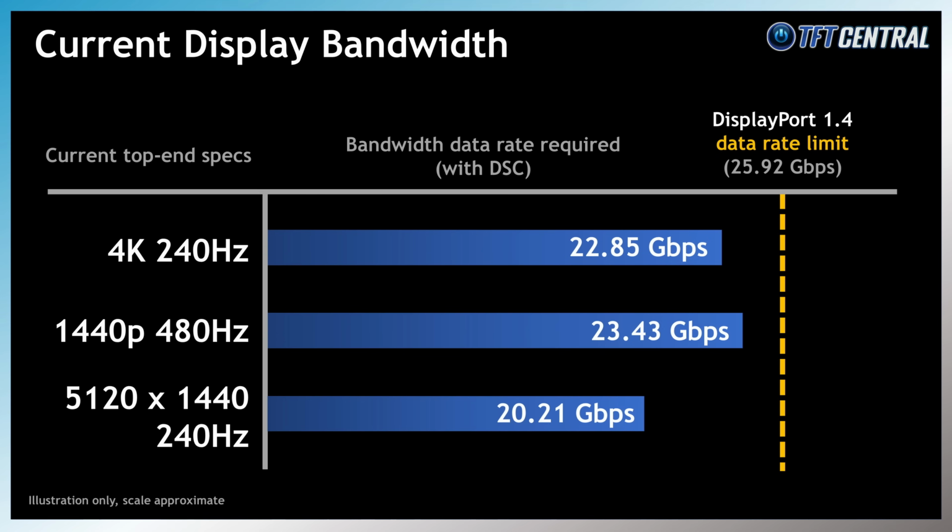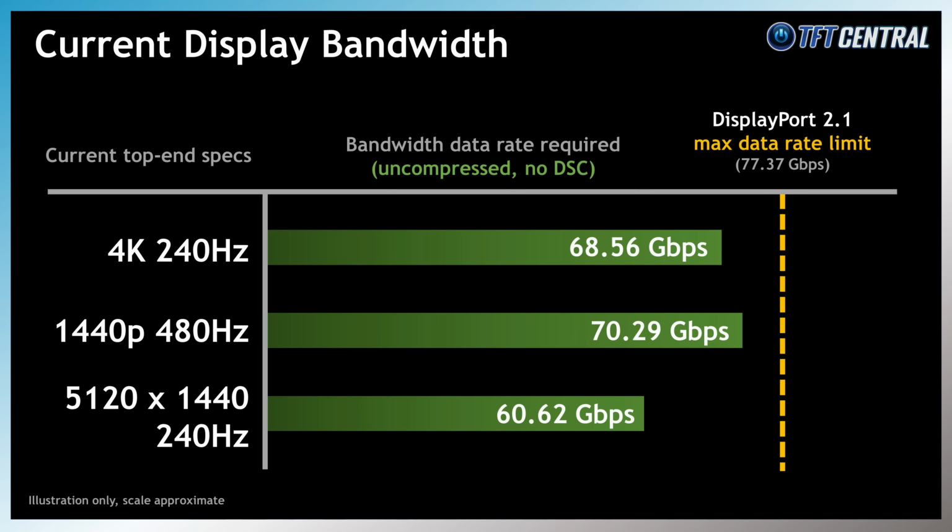The second reason people are interested in DP 2.1 is that in theory it could allow you to run some of the existing resolutions and refresh rate combinations with an uncompressed video signal, and therefore without needing to use display stream compression or DSC at all. So for instance, a 4K 240Hz display using DP 1.4 now has to use DSC to support that, whereas a full 80 gigabits per second bandwidth DP 2.1 connection could potentially handle 4K 240Hz without DSC.